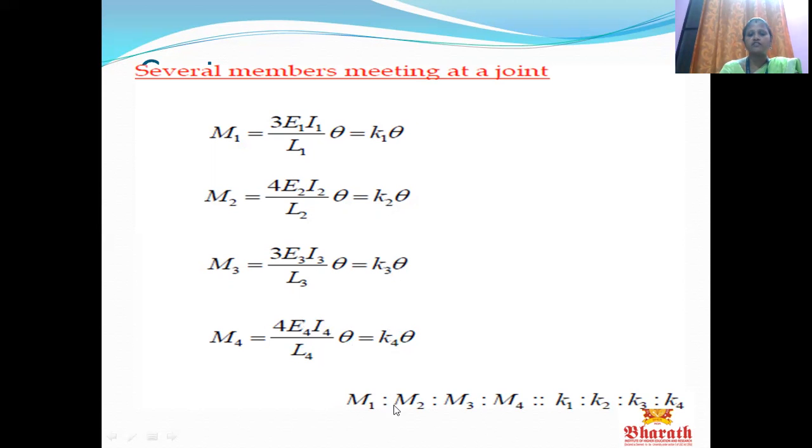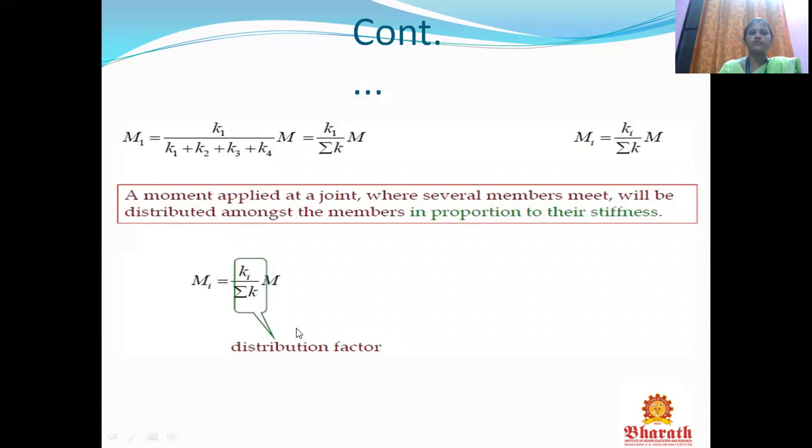So here M1, M2, M3, M4, for all the members, they are equating to stiffness K1, K2, K3, K4. So for all the joints, for all the members, we are getting M. That is, the moment M1 is equal to K1 divided by the summation of all the members, that is K1, K2, K3, K4, into M. So that implies K1 divided by the summation of all the members into M.